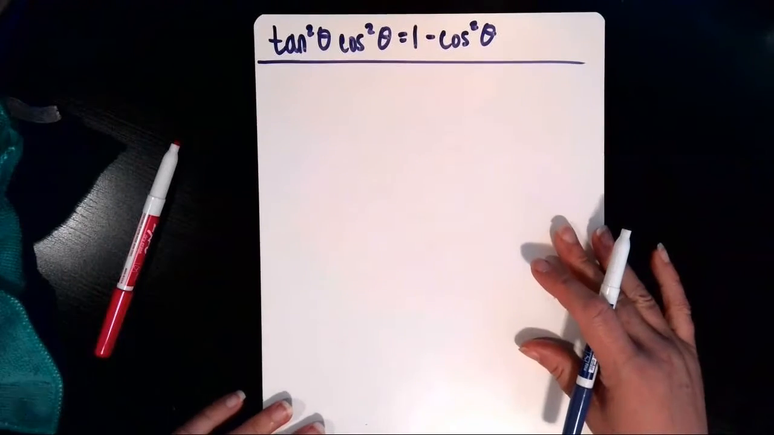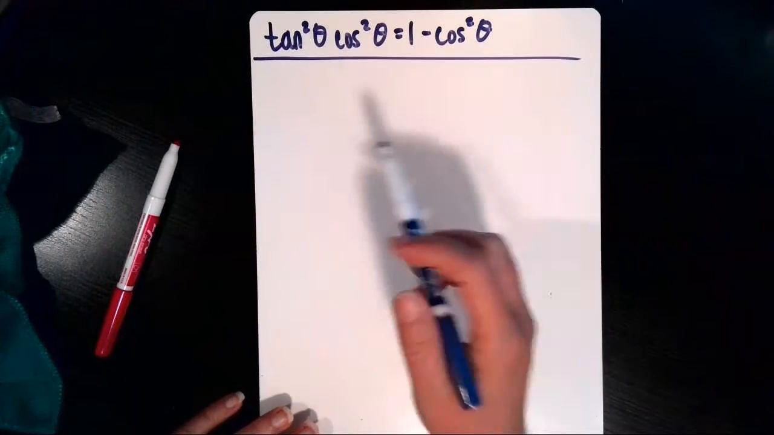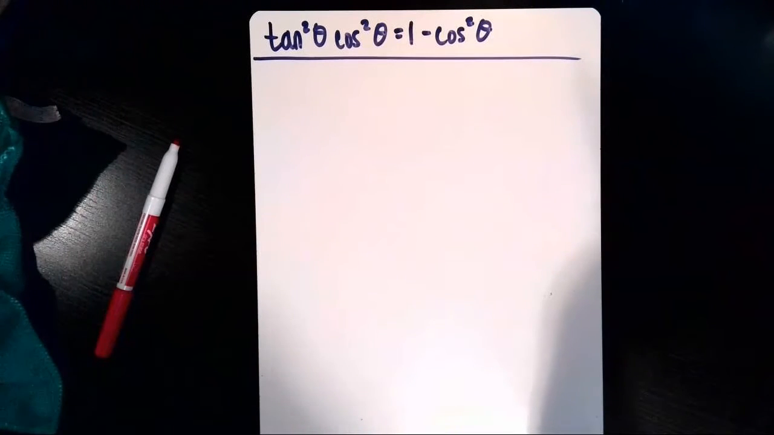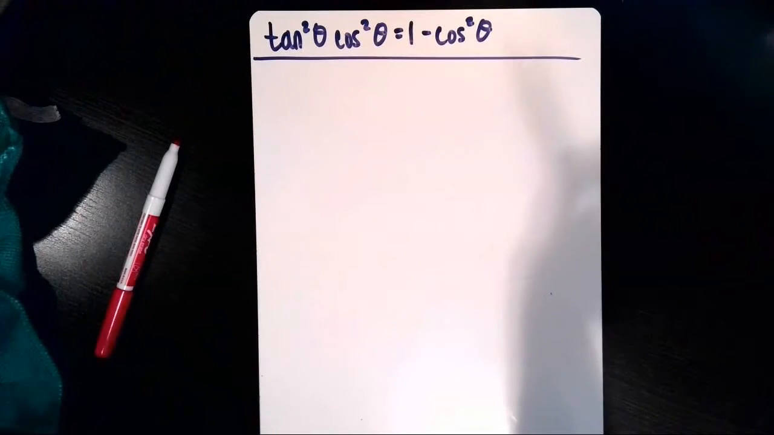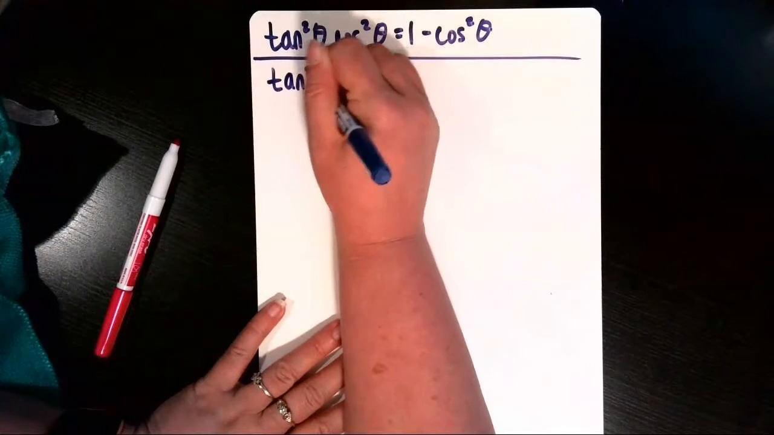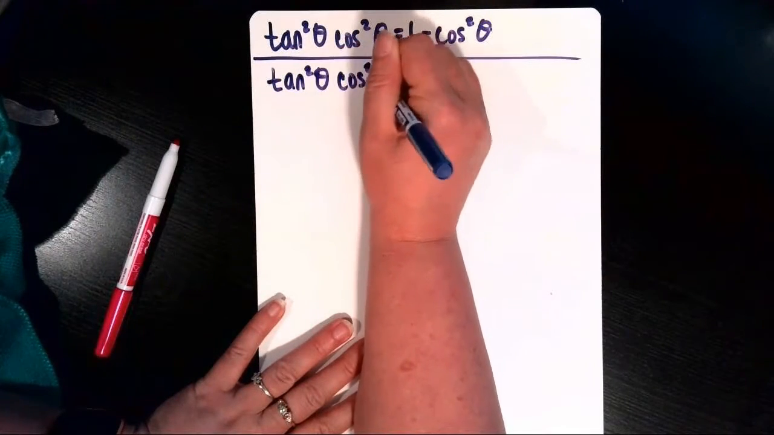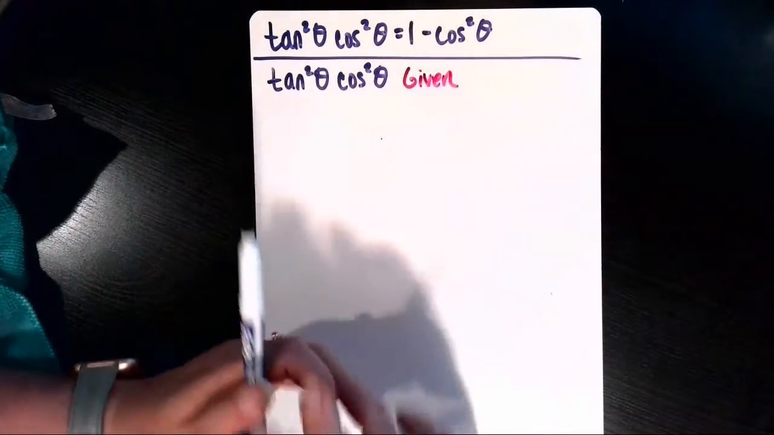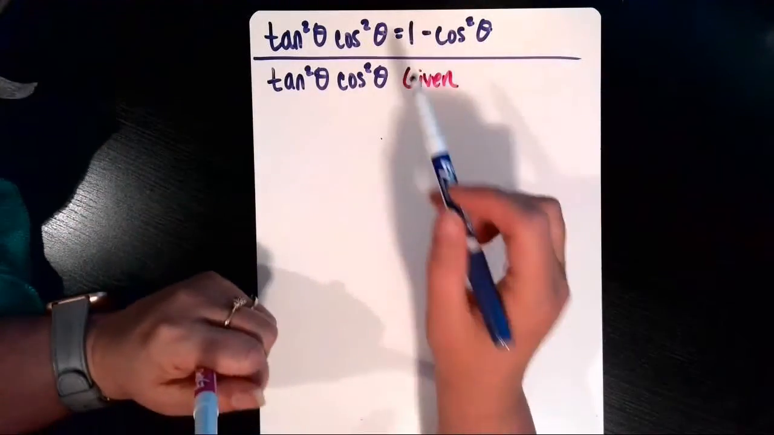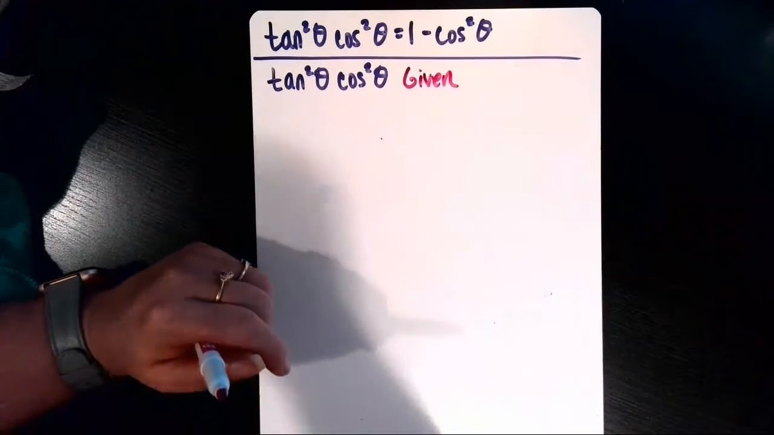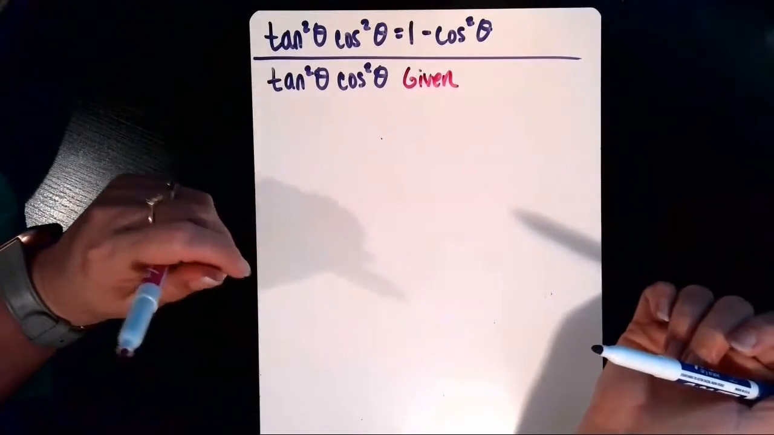Okay, so if we want to verify this trig identity, tangent squared theta times cosine squared theta equals 1 minus cosine squared theta, the first thing we want to do is start with the more complicated side. So let's go ahead and start with tangent squared theta times cosine squared theta, and that will be our given information. These sides both look pretty much equally nasty, so it doesn't matter which one you start with. You just have to pick one if you're not sure.